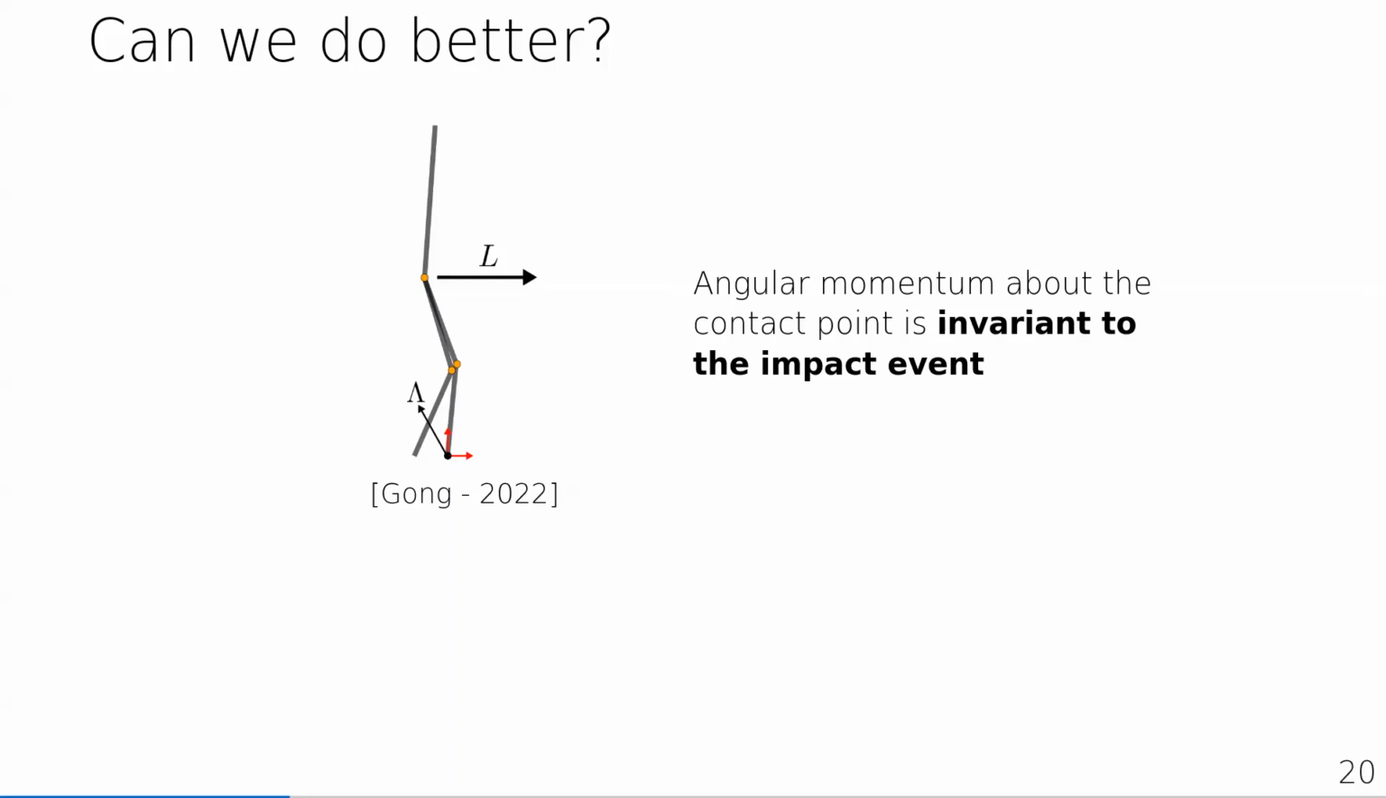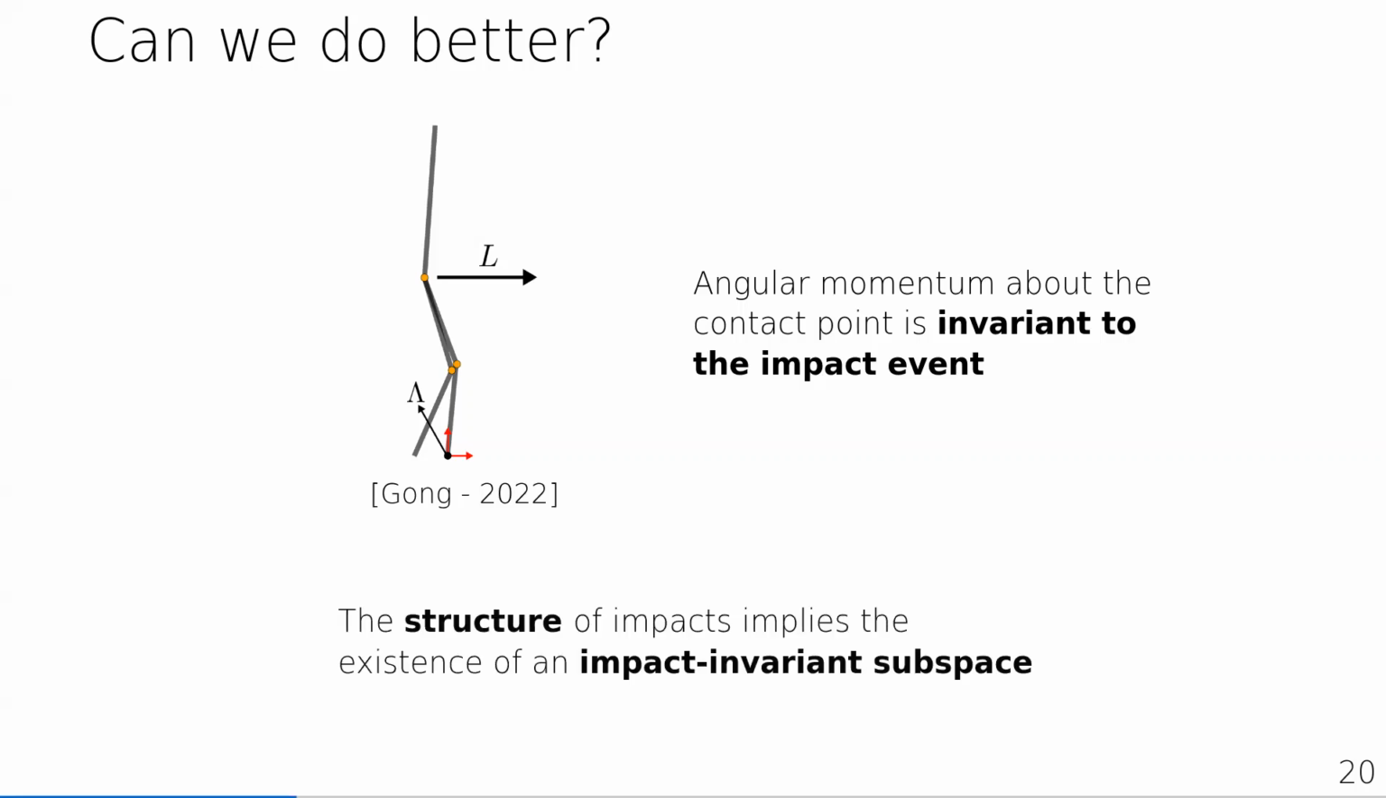Angular momentum about the contact point has some limitations though. It's only two-dimensional, which doesn't capture the full state of the robot. It requires assumptions about point feet and no vertical center of mass velocity. But this property of being invariant to the impact event is really interesting, and what we want to do is generalize it. If none of this stuff about angular momentum made sense, just know that due to the structure of impacts, of how they enter the dynamics, there exists an entire subspace that's invariant to the impact event.